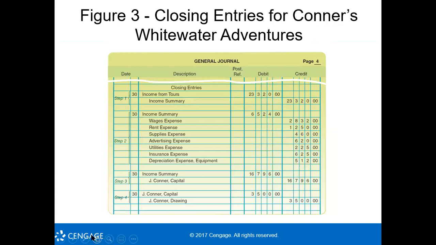And then lastly, we see step 4, we're closing the owner withdrawal accounts. Owner withdrawals reduce owner capital. So we're debiting owner capital, crediting owner drawing or owner withdrawals.